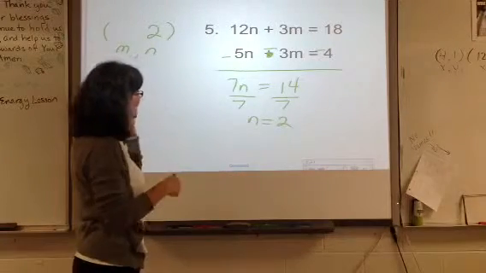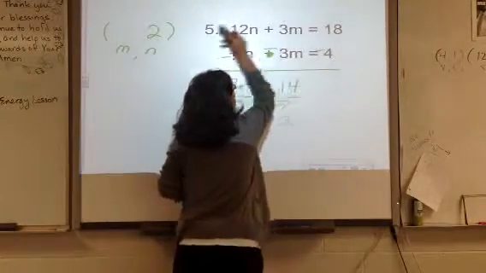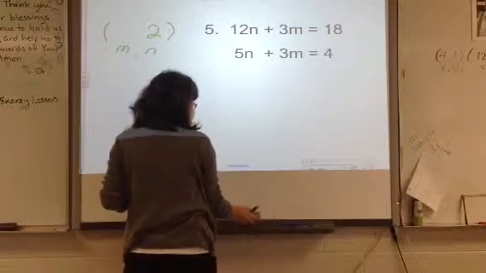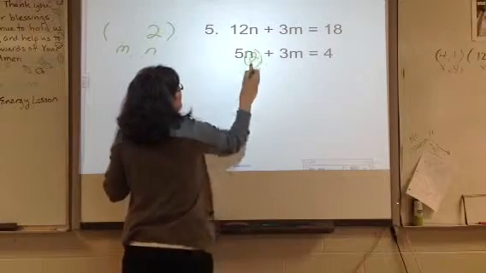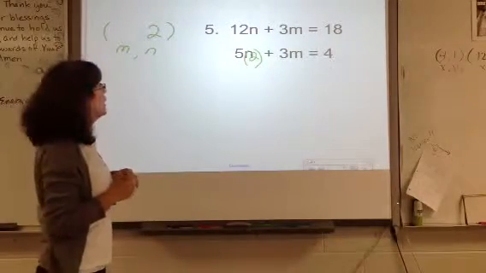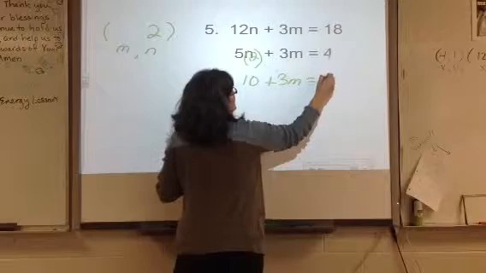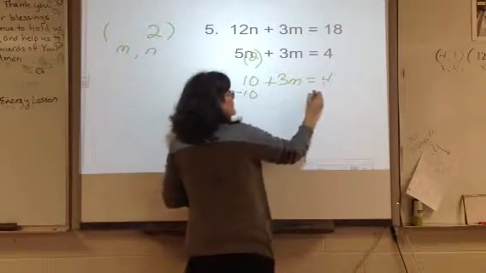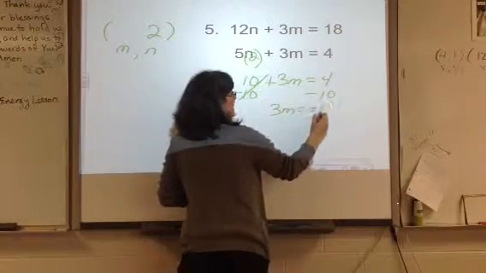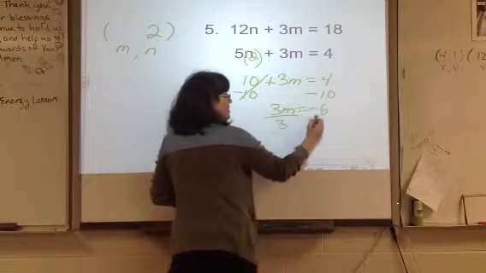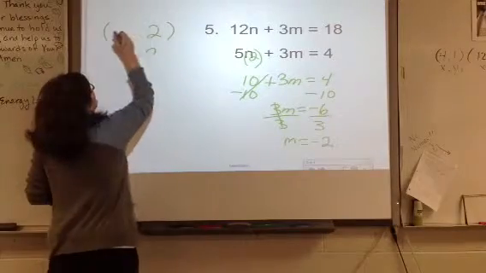Okay, now, let's find m by putting 2 back in where one of the n's is. Doesn't matter which equation you choose, you just put a 2 in where the n is. I'm going to go with that one right there and put a 2 right there. Ooh, you can see my calibration's off. Okay, 5 times 2 is 10 plus 3m equals 4. Let's move this over to the other side. We're trying to get m alone. 3m equals negative 6. Divide by 3. m equals negative 2. Looks like it's negative 2.